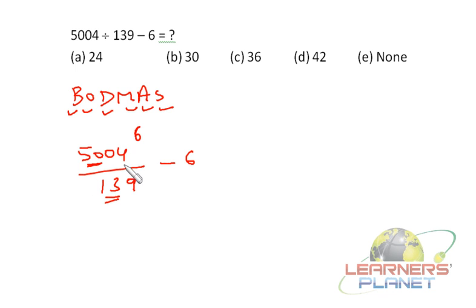That means the multiplying factor should be less than 4, that is 3. So 5004 divided by 139 must be 36. Since all the options are integers, definitely 5004 is a multiple of 139. No need to worry. So 36 minus 6 will give 30 as the correct choice. If the options have decimals, then we have to be sure whether 5004 is a multiple of 139 or not. Then we have to go for actual division. But in this case, no worries, no calculations. Okay friends.